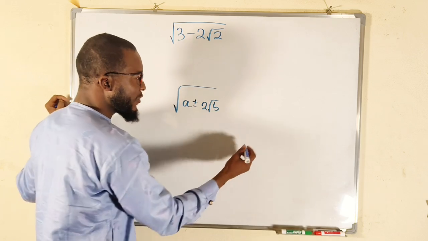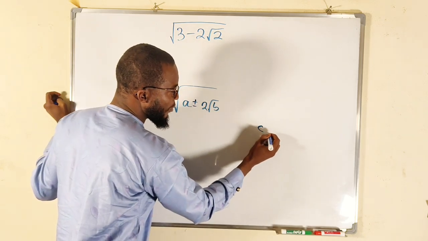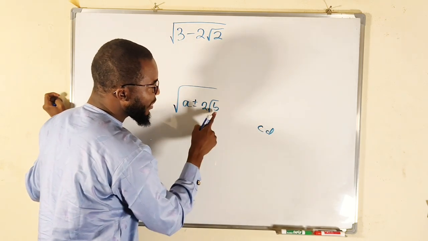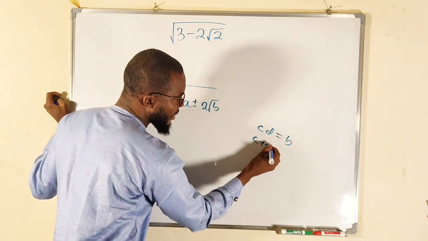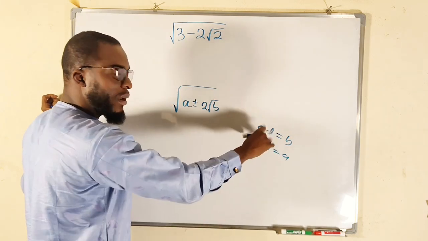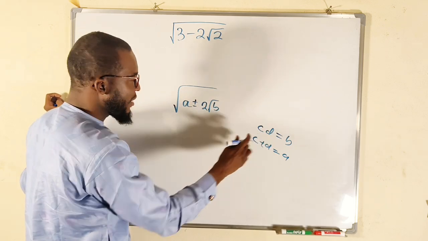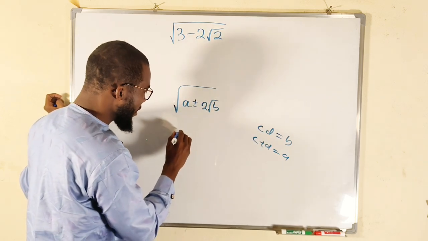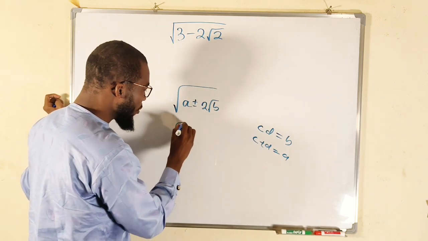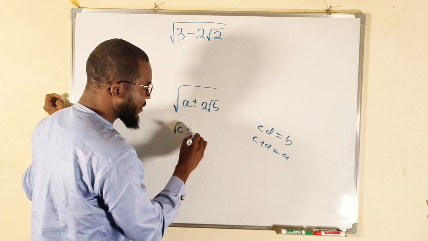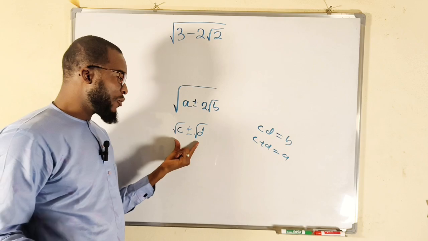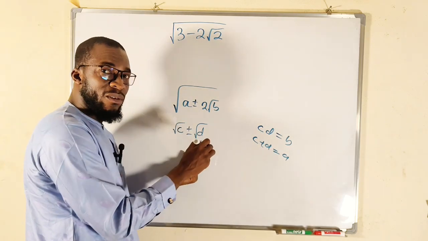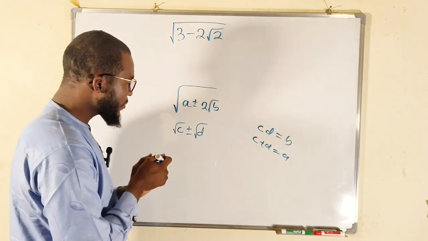So let's assume if we take c and multiply by d, that will give us b. And if we add c to d, that will give us a. Once you can find these numbers c and d, then you're good to go. Then you can take c under root plus or minus, then d also under root. But you should make sure that if you evaluate this, it has to be positive.